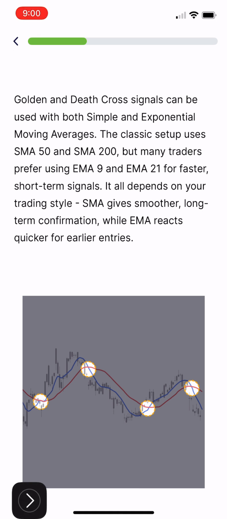Golden and death cross signals can be used with both simple and exponential moving averages. The classic setup uses SMA 50 and SMA 200, but many traders prefer using EMA 9 and EMA 21 for faster, short-term signals. It all depends on your trading style. SMA gives smoother, long-term confirmation, while EMA reacts quicker for earlier entries.